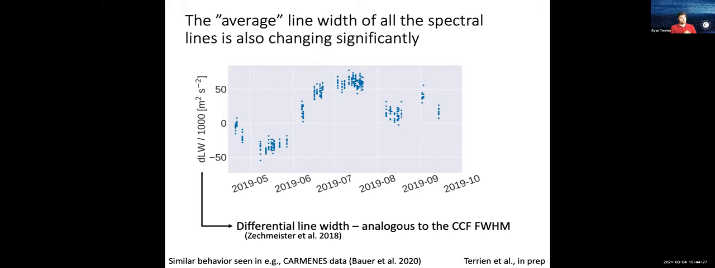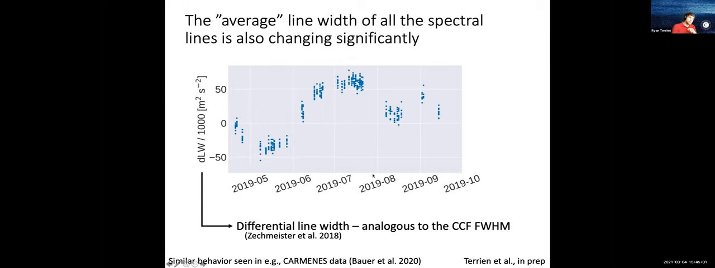What this is showing, over that same time period, is a quantity called the differential line width, which tells us something about how the average line width of all the lines across the spectrum is varying. If you're not familiar with this quantity, it's analogous to the full width half max of a cross correlation function, but it performs a bit better for M dwarfs, which have complex spectra. And what we're seeing here again is a very clear modulation, even more significantly above what appears to be the noise in this measurement, over the same time baseline.